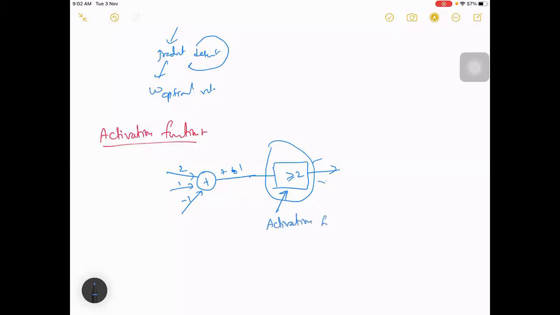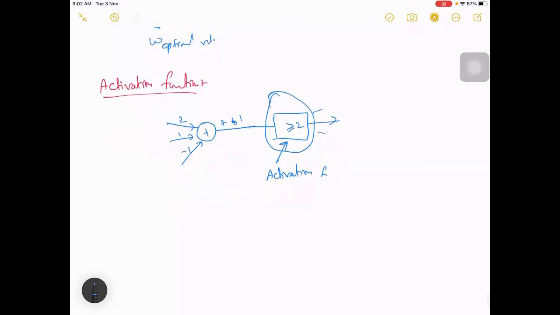It means your cell gets fired only in case it meets this condition, right? Till then it will give 0. Only if this is met, it gives 1. In that kind of scenario, there can be different functions. So instead of this greater than or equal to 2, I'm keeping it as f of x. The rest is all the same.